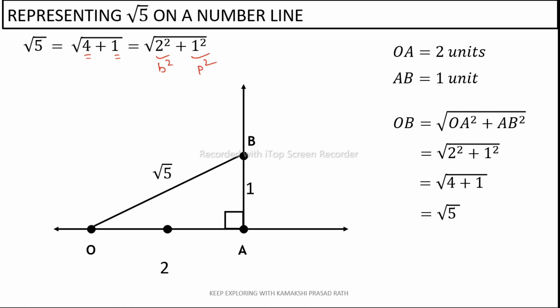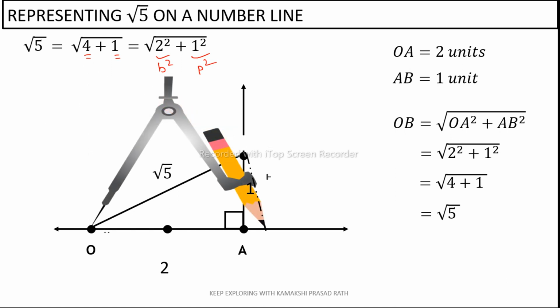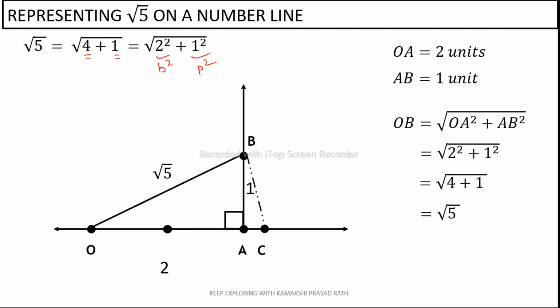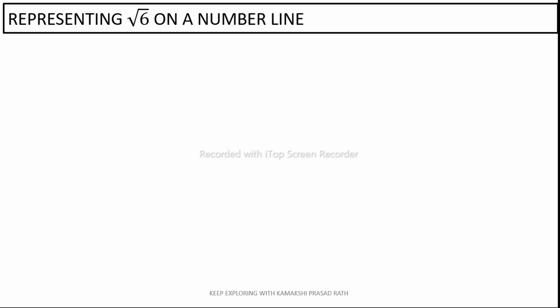Now root 5 we need to plot on the number line. We'll measure OB and plot it on the number line. You can see here that OB and OC are both of the same length, same radius. So OB is root 5, so OC will also be root 5. So point C represents root 5 on the number line. Next, root 7 or root 6.